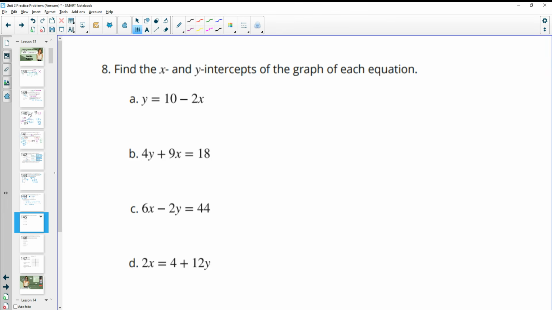Number 8, find the x and y intercepts of the graph. So remember that we've kind of got two forms here. If we're in slope-intercept form, where it gives you the starting intercept and also gives you the slope, so if we're solved for y, that constant is our y-intercept. So we see that here. So we already have the y-intercept in this case, and so our y-intercept is going to be 0, 10 in this case.